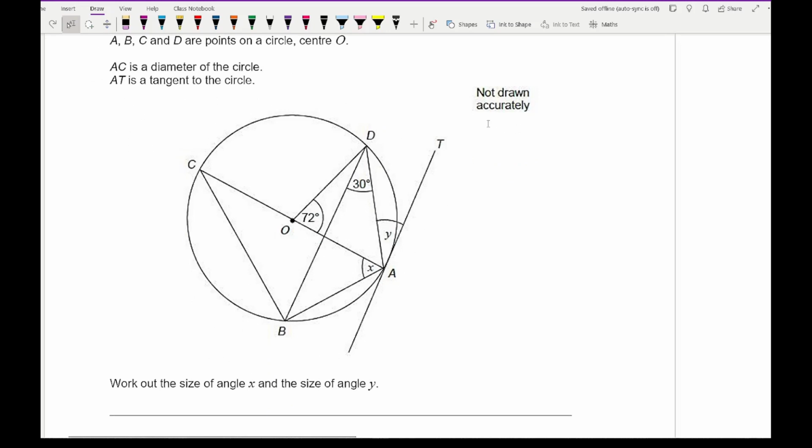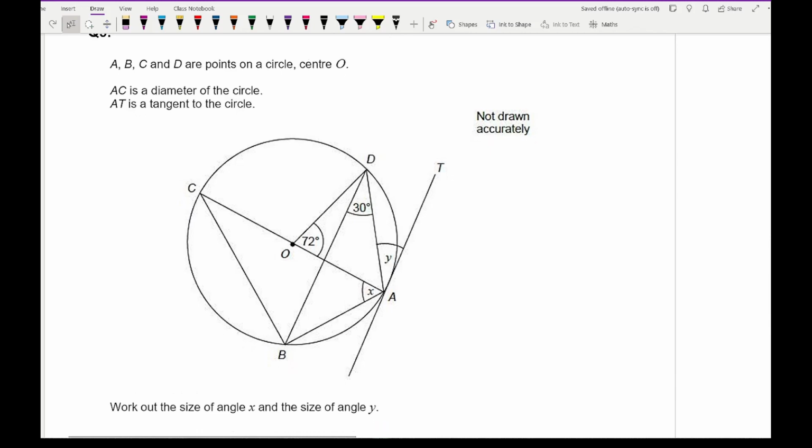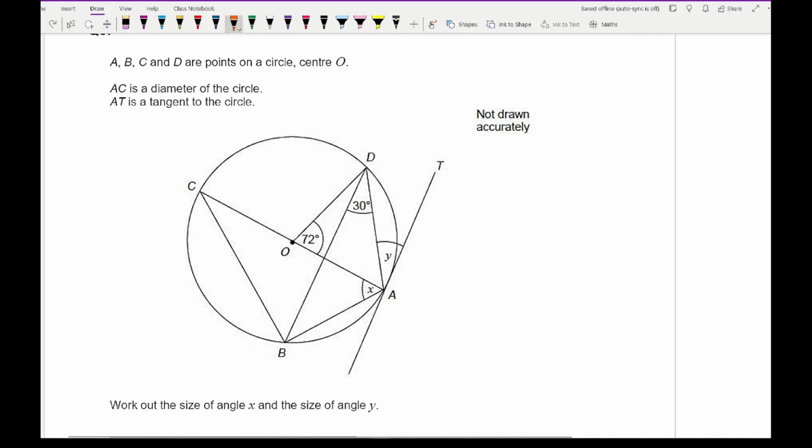Now looking at question 3, let me see if I can get that all on screen. It says that A, B, C, D are points on a circle with centre O. AC is the diameter of the circle, and AT is a tangent to the circle. The question is asking me to work out the size of angle X and angle Y. First things first, they've not asked us for full working out or to explain any of the answers, so I'm going to assume that we can do this on the diagram, but we'll try and explain it as we go along.